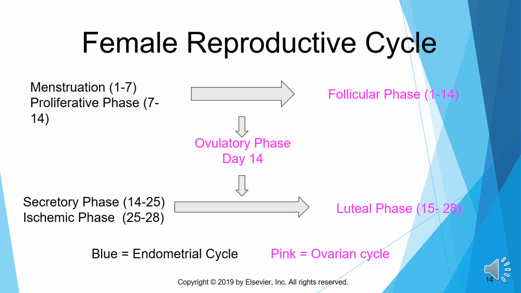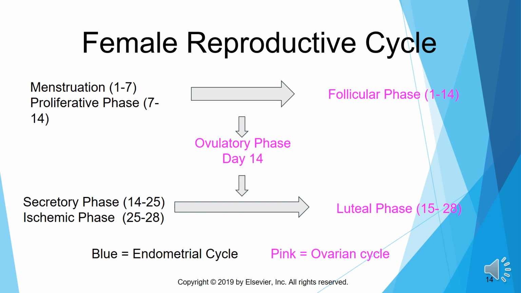So here I've broken it down: there are two different cycles going on. There's the ovarian cycle, which is the pink side over here on the right. And then there's the endometrial cycle, which is the black side over here on the left. And the phases of these coincide, okay? So they're happening simultaneously. The ovarian cycle is what's going on in the ovary and everything that has to do with egg development. And the endometrial cycle is what's going on in the lining of the uterus.